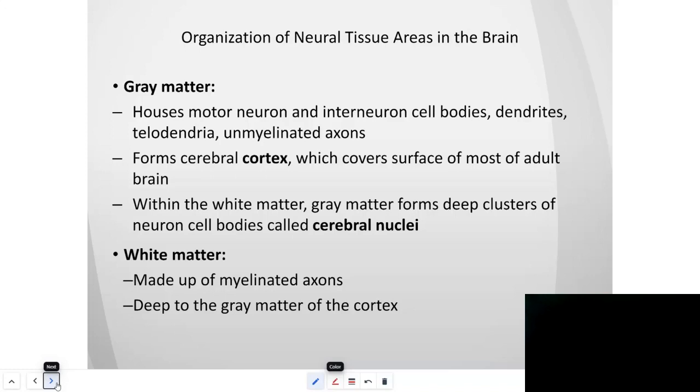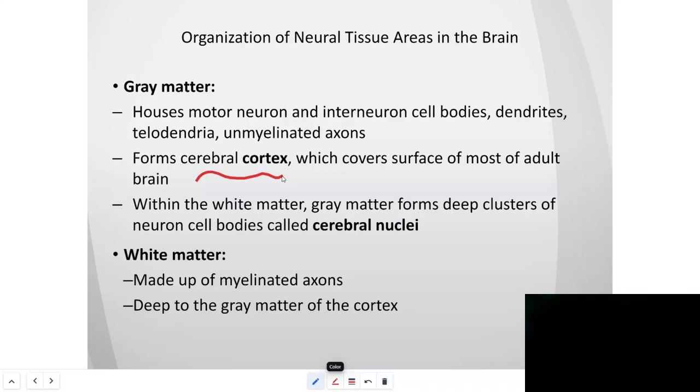A few things to be mindful of is that they house the motor neurons. They also contain the interneurons, cell bodies, right? Those dendrites. Those are all the substructures of a single neuron. Most of the gray matter creates what we call the cerebral cortex. Okay, that's the surface of the adult brain, where all these lumpy, dented structures stay.